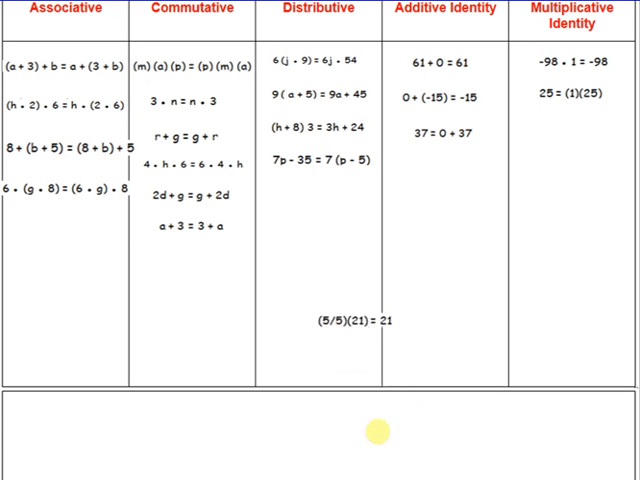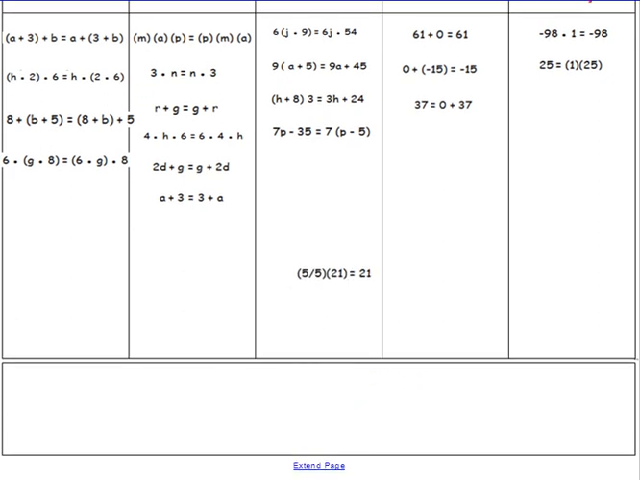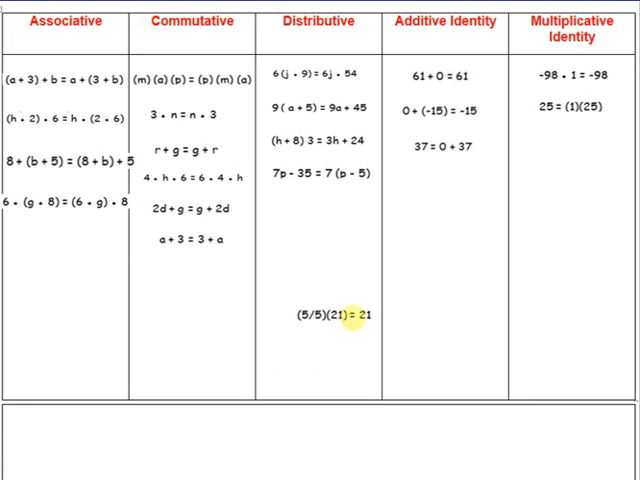And then I saved this guy for last because he is a little tricky. 5 over 5 times 21 is 21. This one is a little tricky, but if you think about it, it's not too bad. What is 5 over 5 as a fraction? 5 over 5 as a fraction is 1. So 1 times 21 is 21. And so that would be the multiplicative identity.